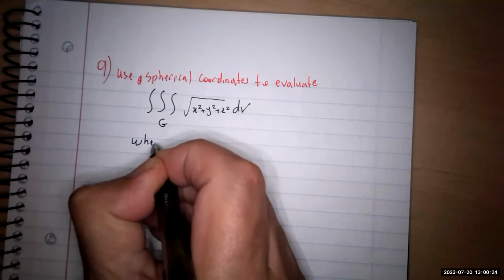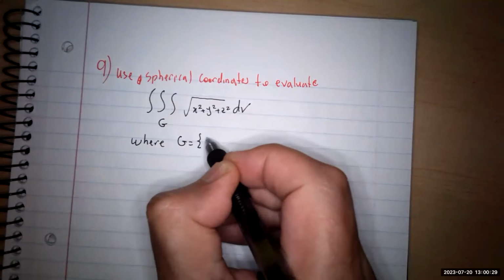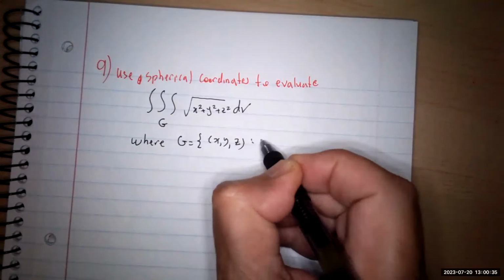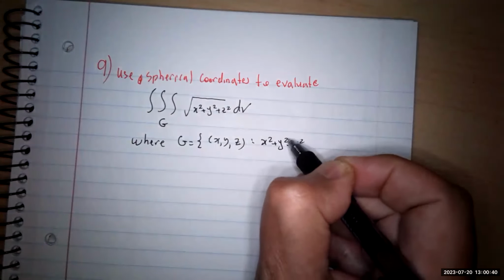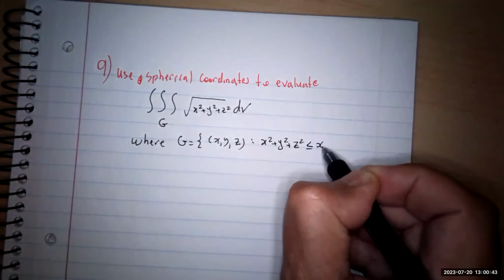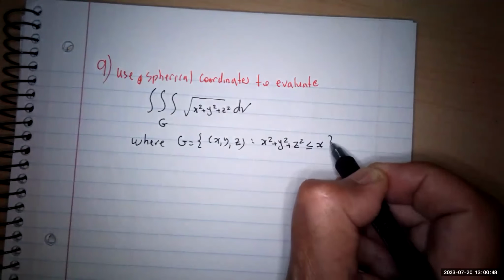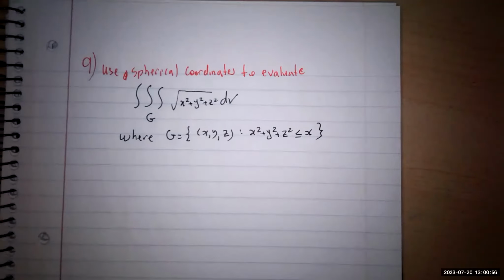But the domain is different. You see where? What is G? G is going to be a collection of points (x, y, z) that satisfy this equation: x squared plus y squared plus z squared is less than or equal to x. So it's not less than or equal to 1, 2, 3 that you have, or the other one. That makes it a different problem.